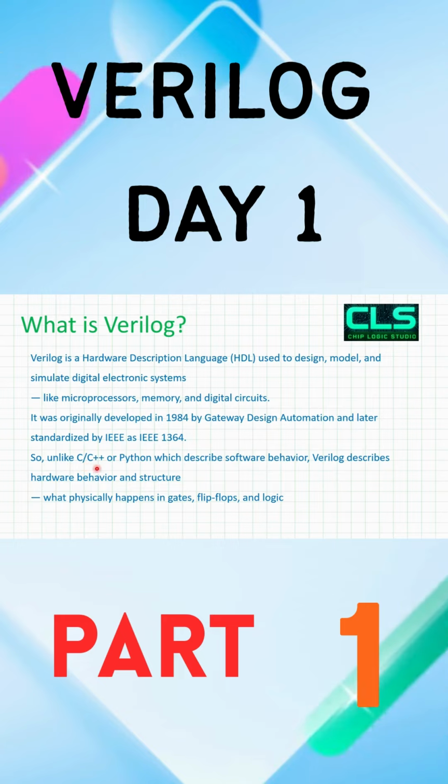So what is the main thing? Unlike C, C++, or Python, which describe software behavior, Verilog describes hardware behavior and structure. Software has sequential steps, like a C or C++ compiler. But hardware is not like that. In hardware, you can simultaneously be on camera and on WhatsApp. Multiple things are going on in hardware, and internal processes are also running there. So hardware cannot be sequential. It is parallel, with a specific circuit inside it.